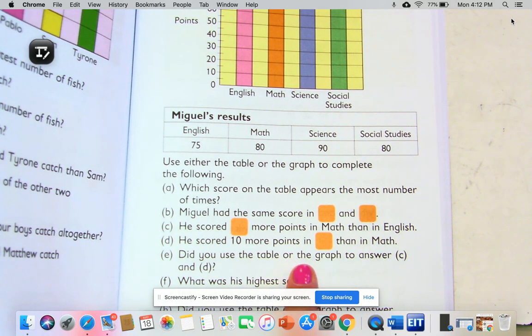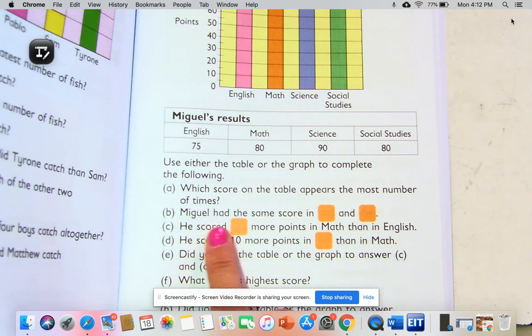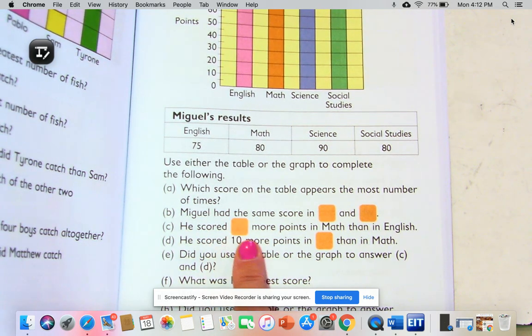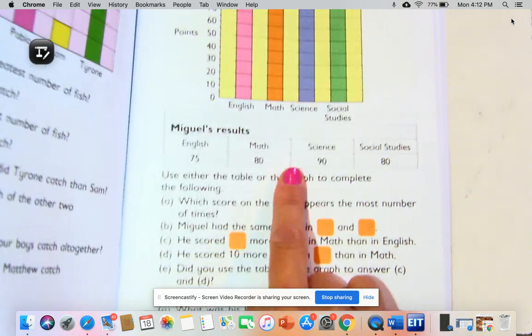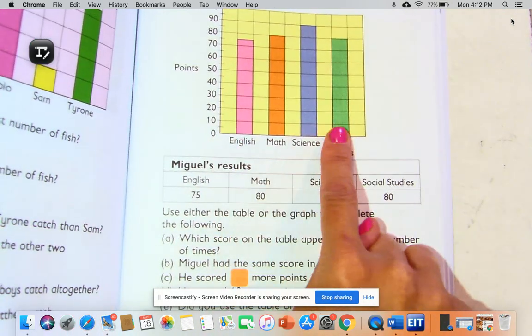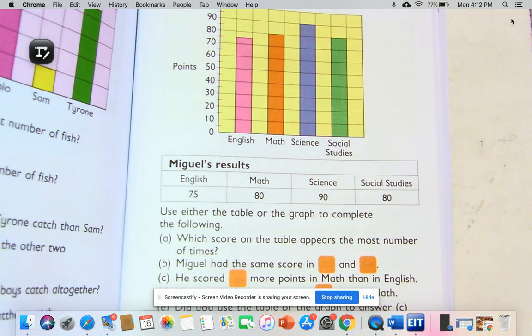Did you use the table or the graph to answer C and D? Oh, to answer these questions. So this is just a personal preference. Maybe you use the table to figure out the answers. Maybe you use the graph. Kind of depends on which one is sort of easier for you to look at.